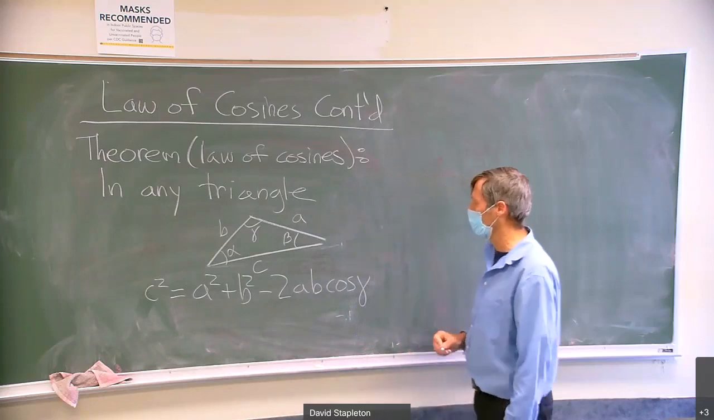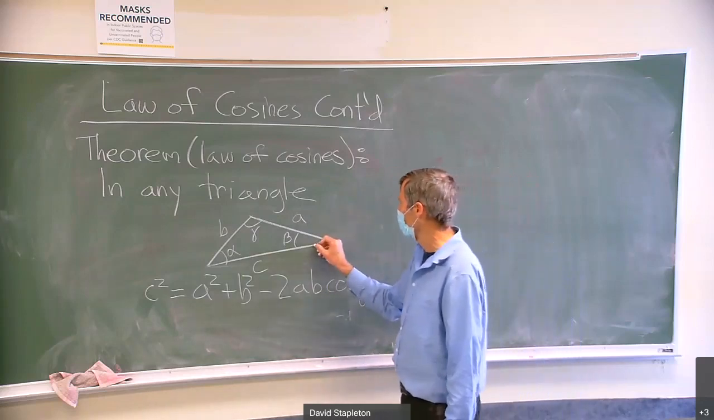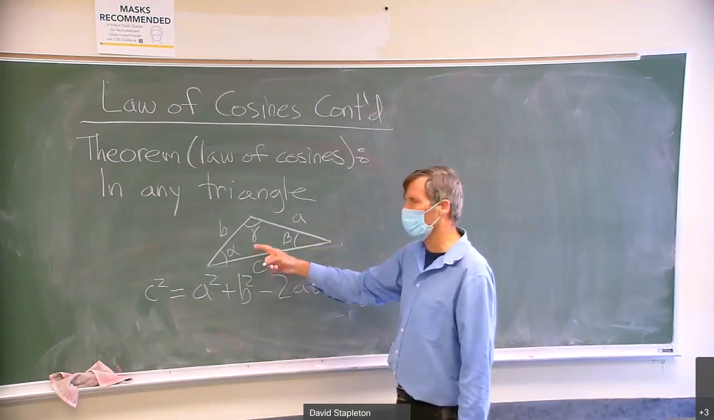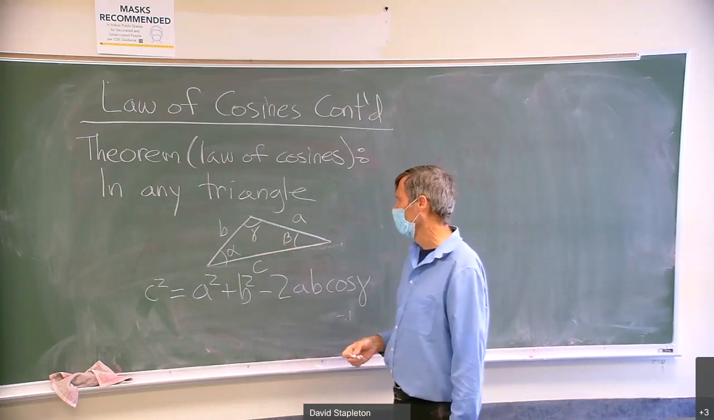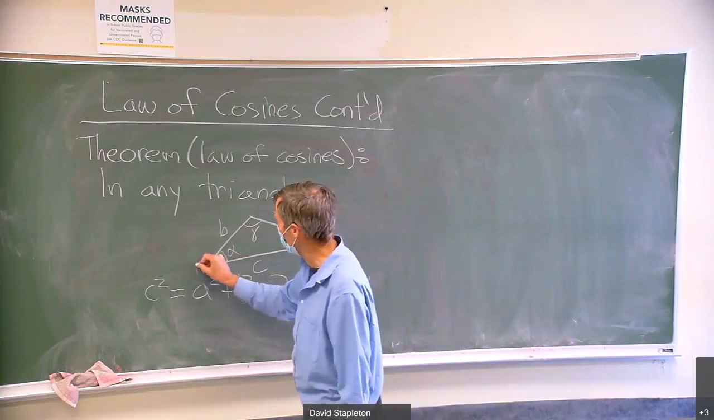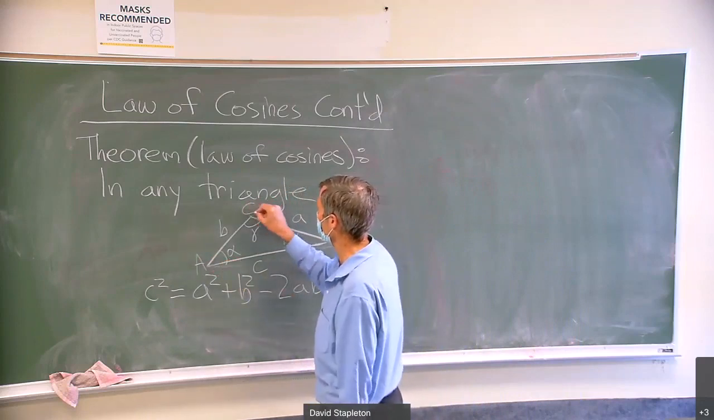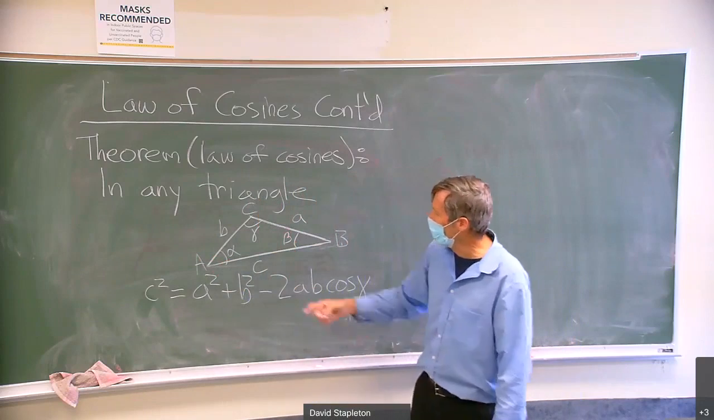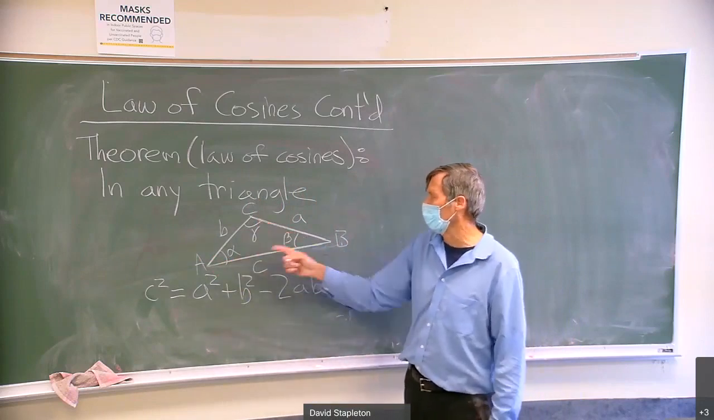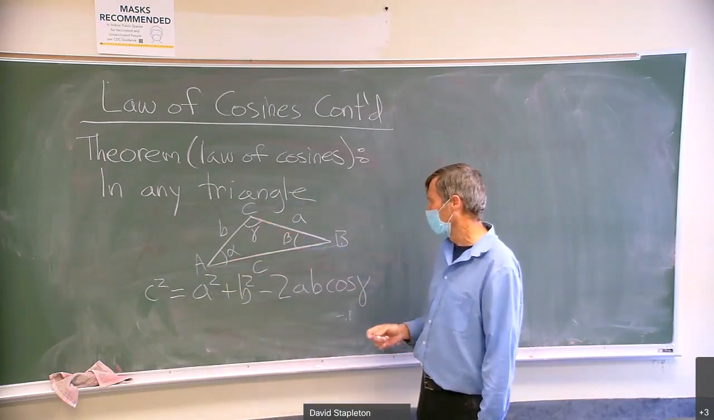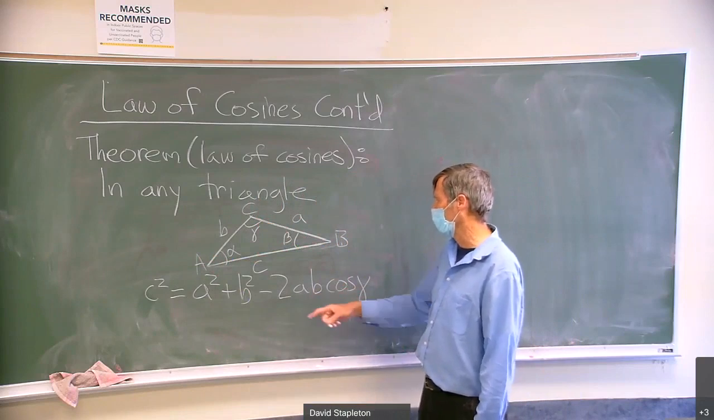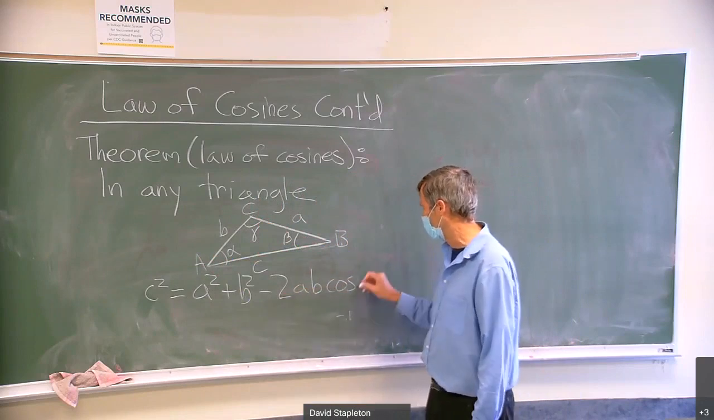Now, I wanted to point out, I like another presentation of this. In some books, instead of using alpha, beta, and gamma for the angles, what they'll do is call this point capital A, and this point capital B, and this point capital C, and then they'll call it angle A, angle B, and angle C at those 3 points for the triangle. And they'll write it like this: C squared equals A squared plus B squared minus 2AB cosine C.